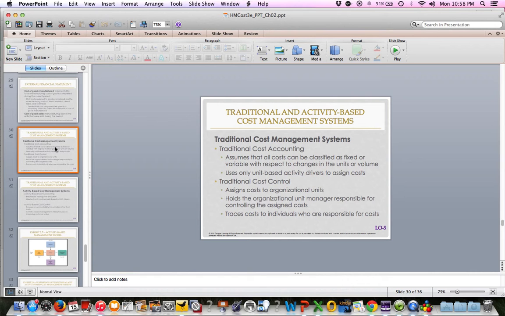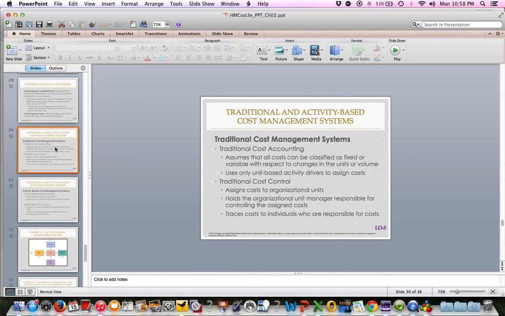Traditional cost controls assign cost to organizational units. Those organizations could be a company, or it could be a department. It traces cost to individuals who are responsible for the cost. By department is quite often how it's done.